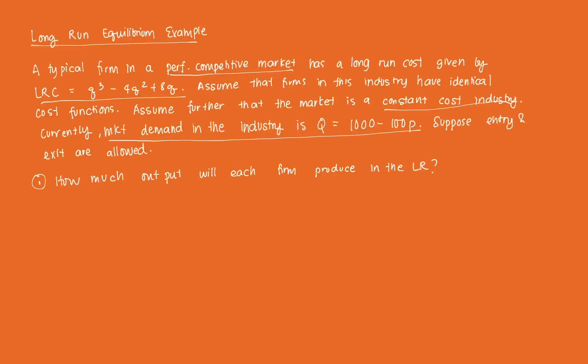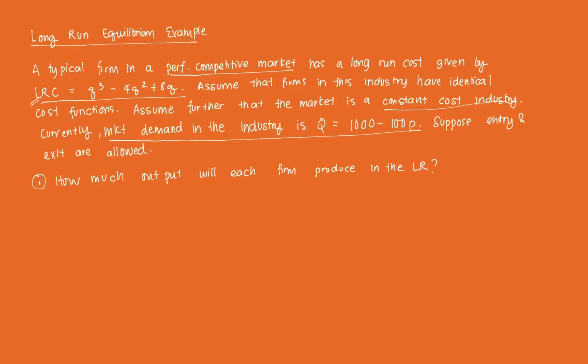Since the problem assumes that the market is a constant cost industry, again, that entry of new firms does not affect the input prices, then the entry and exit of these new firms will leave a typical firm's long-run cost unchanged. So this long-run cost here is going to be relatively unchanged when new firms enter the market. Therefore, as new firms enter, the long-run marginal cost and the long-run average cost will be left unchanged.